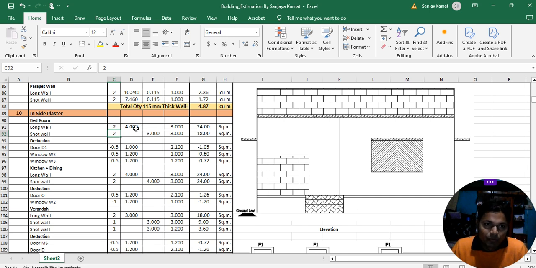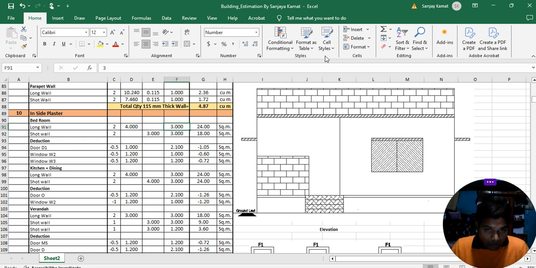Length we are going to take 4 meter, and depth we are going to take 3 meter. This time breadth we are not going to take, because length and thickness only we will consider for this. Now once you know this, multiply this: 2 multiply 4 multiply 3. 2 4s are 8, 8 3s are 24, 24 cubic meter.